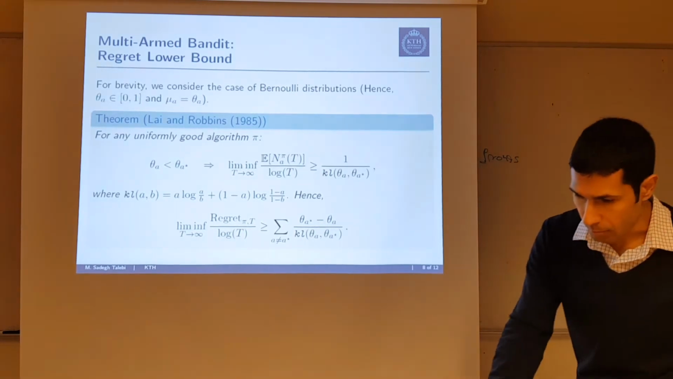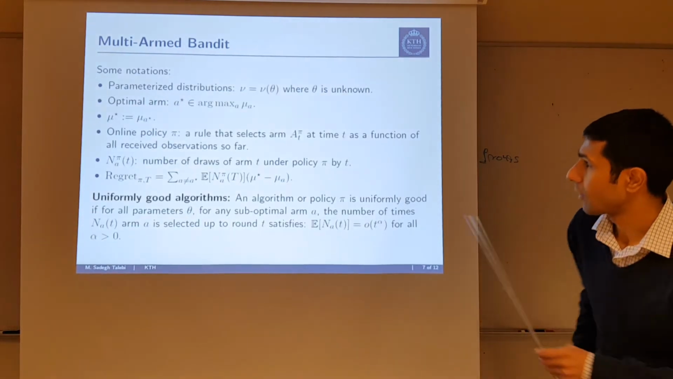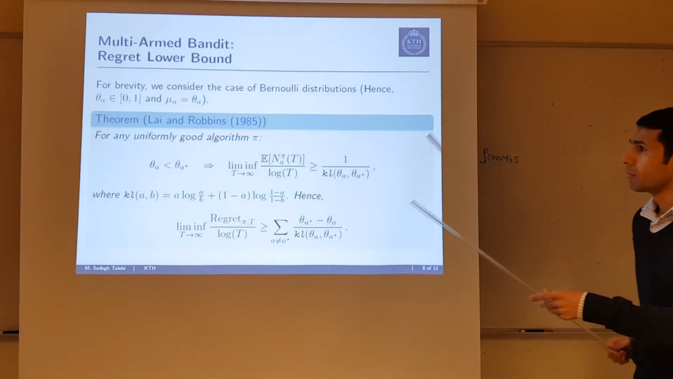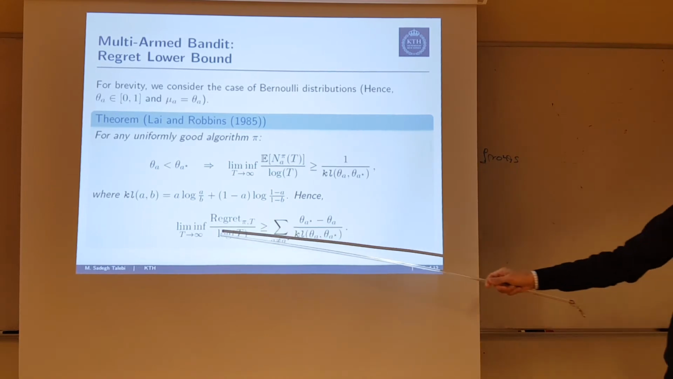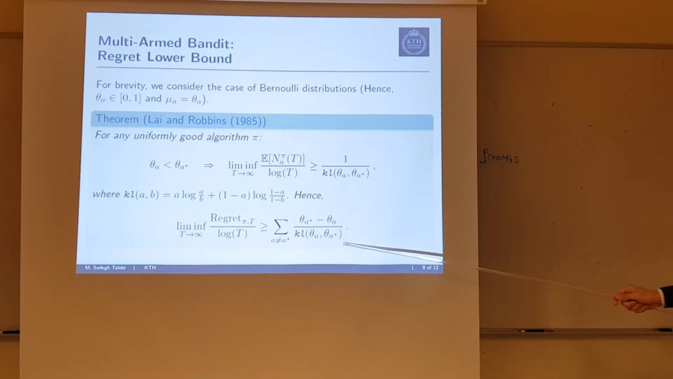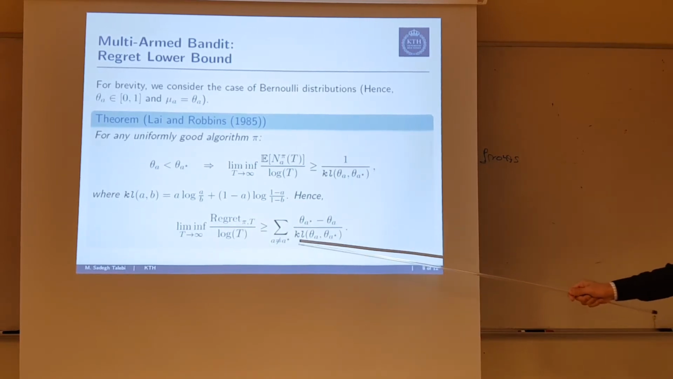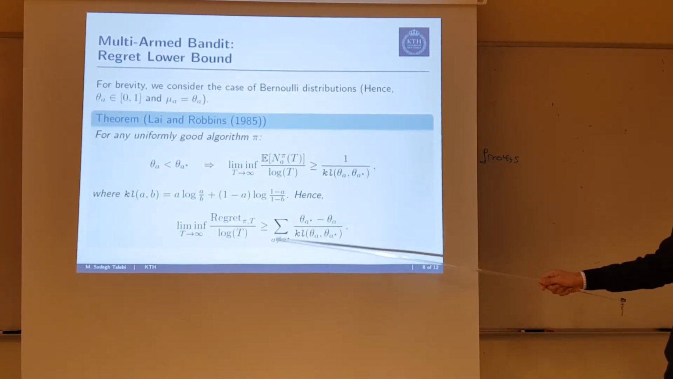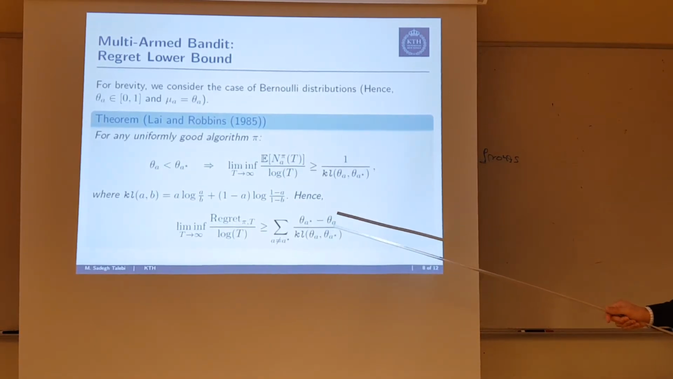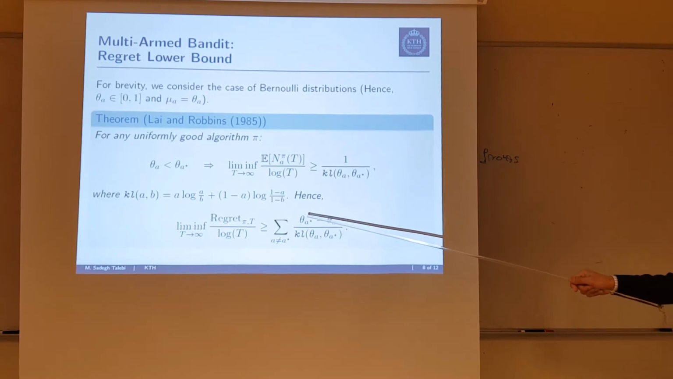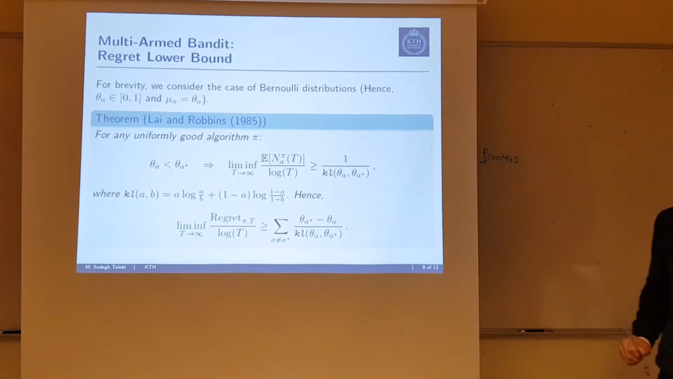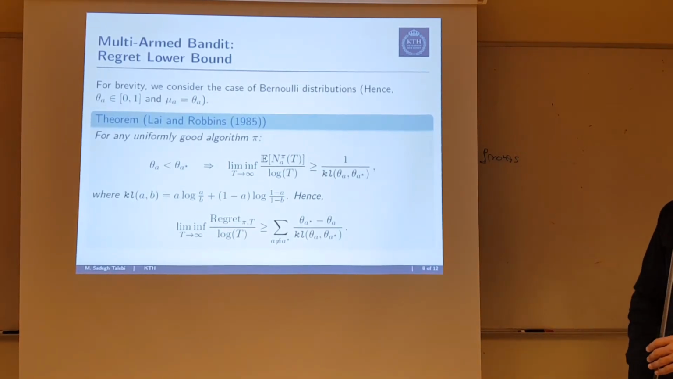So in view of the previous definition of regret, this simplified definition, the asymptotic lower bound of regret can be derived as this. It is the sum of contributions to regret over all suboptimal arms, where for each arm A, the contribution to regret is the gap of this arm compared to the optimal arm, divided by this KL divergence.